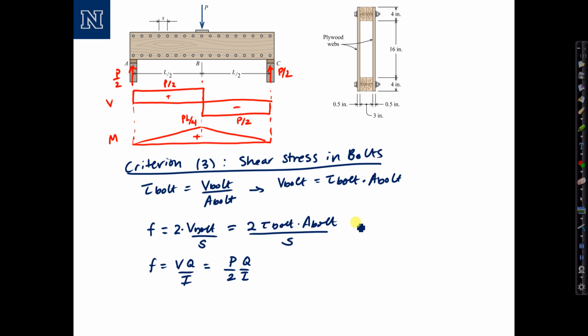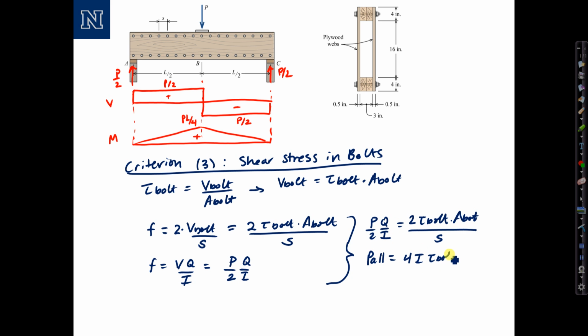What we need to do here is set these two equal to each other. P over 2 times Q over I equals 2 tau bolt times A bolt over S. We'll solve for P. P allowable equals 4 I tau bolt times A bolt over Q times S. This was our last criterion.